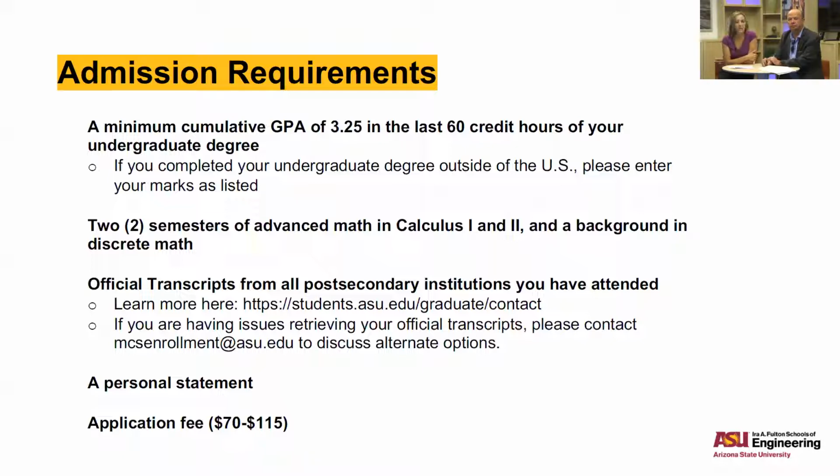When you're doing the application, you also have to write a personal statement. That's a brief statement explaining why you're interested in the grad program, what you hope to get out of it and contribute to it. And then there's also an application fee. It ranges from $70 to $115 depending on your status, domestic or international. The program does not require the GRE or letters of recommendation, so those are both optional. That is good to know. Yes. So the application fee varies depending on their status.